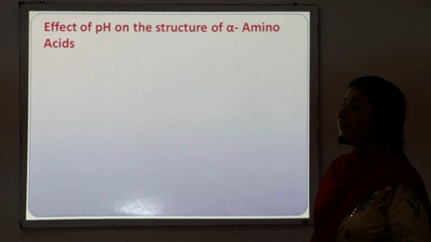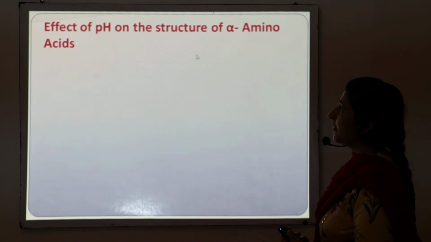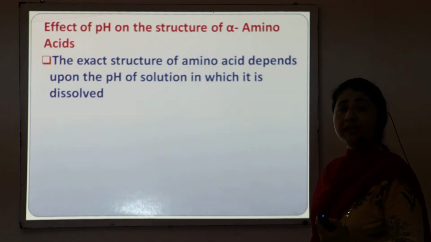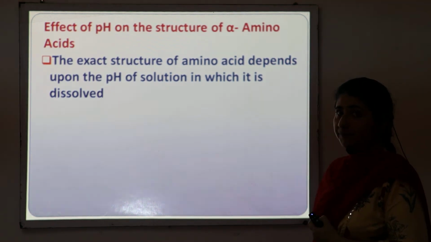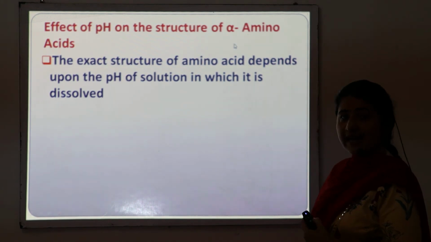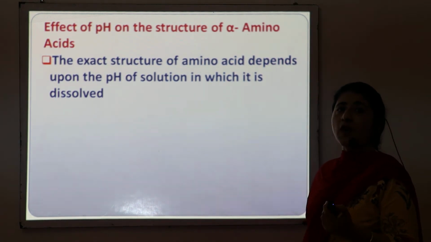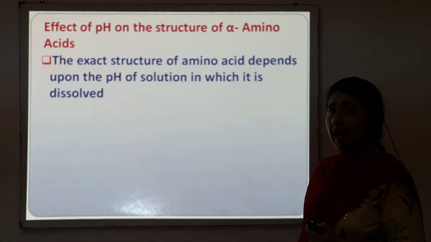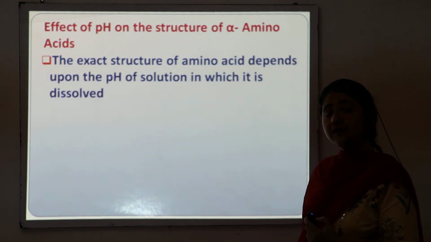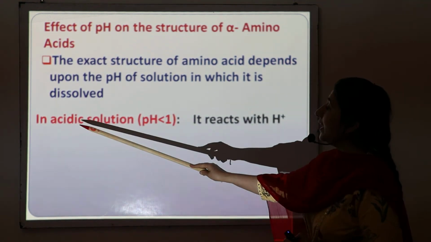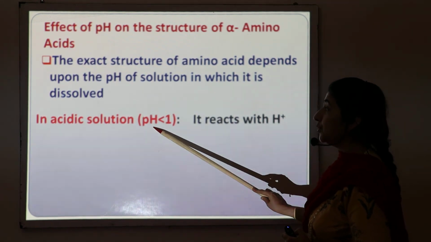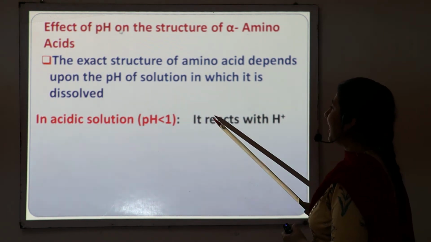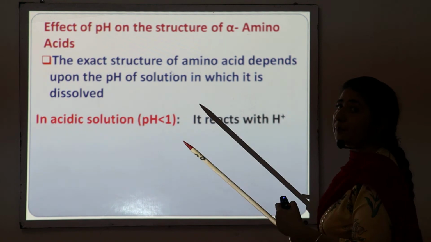The next one is the effect of pH on the structure of alpha amino acids. The exact structure of the amino acid depends upon the pH of the solution in which it is dissolved. We can dissolve the amino acid in acidic solution, in basic solution, or in intermediate pH solution. First we will consider what will happen if we dissolve the amino acid in acidic solution whose pH value is less than 1. It reacts with the H positive ion which comes from the acid.